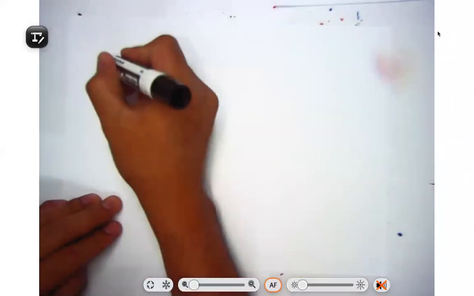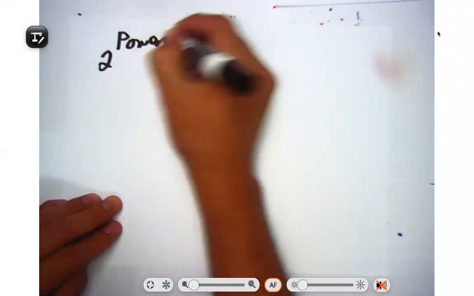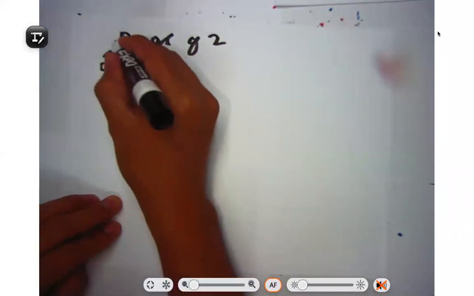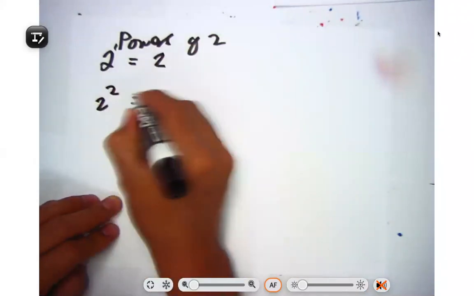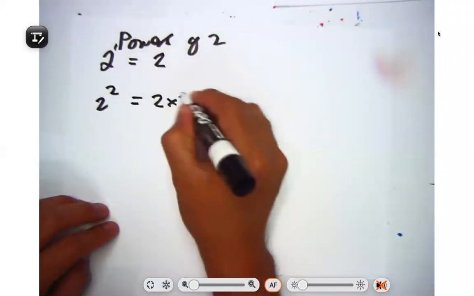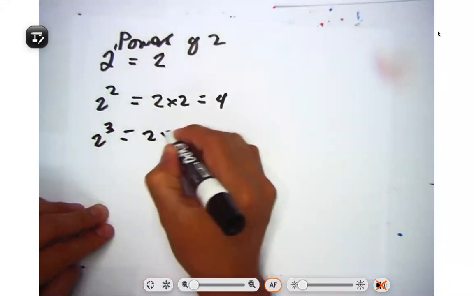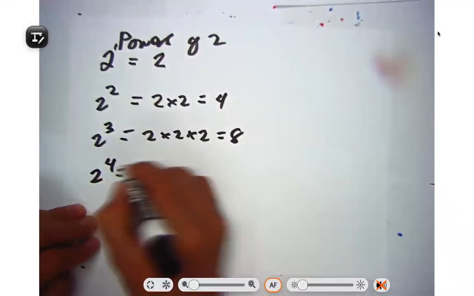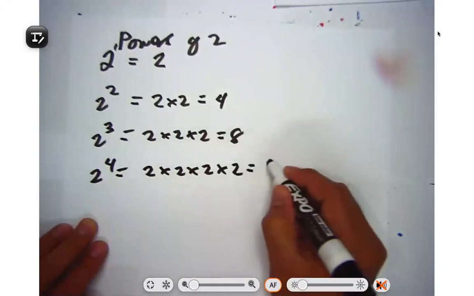So let's review the powers of 2. When I say powers of 2, that means our base is 2. If 2 is raised to 1, what is 2 raised to 1? It's 2. When 2 is raised to 2, 2 times 2, you have 4. When 2 is raised to 3, you have 2 times 2 times 2, you have 8. When 2 is raised to 4, you have 2 times 2 times 2 times 2, you have 16.